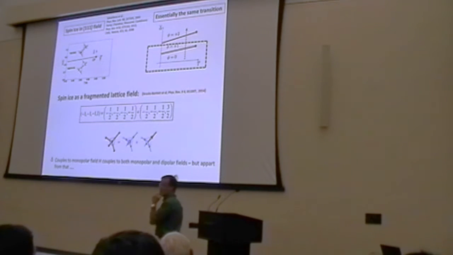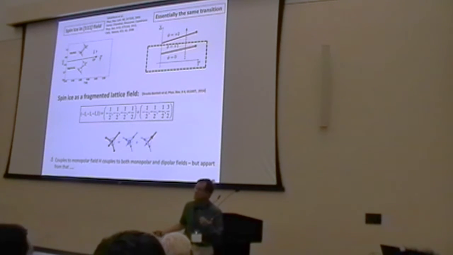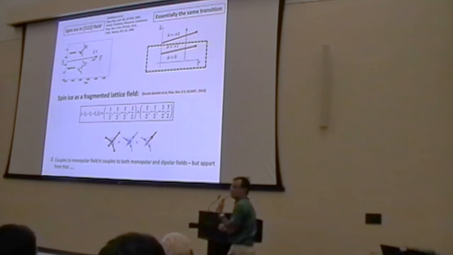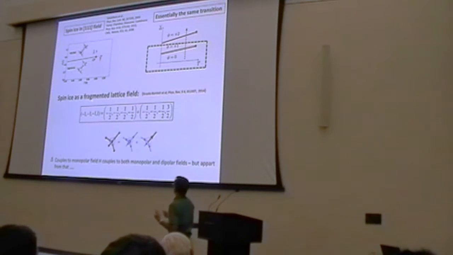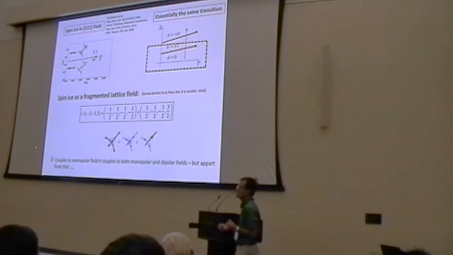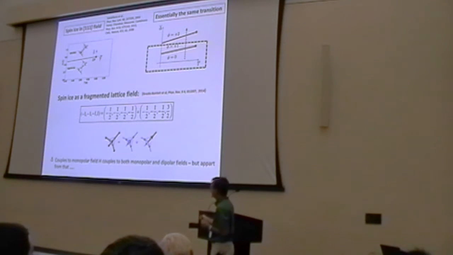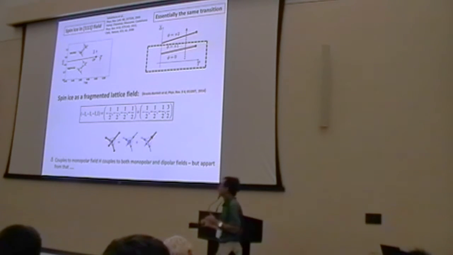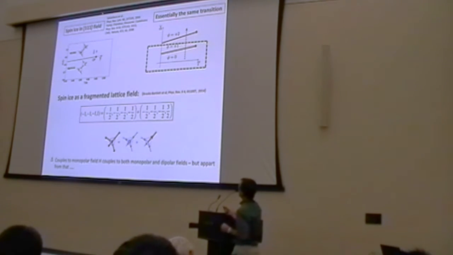I'm sure you all agree that the best way of thinking of spin ice is actually as an emergent U(1) field that fragments on a lattice via Helmholtz field decomposition. And so a 3-in-1-out monopole defect can be written as a divergence-full part, giving you the defect, the monopole, and the divergence-free part that fluctuates freely.